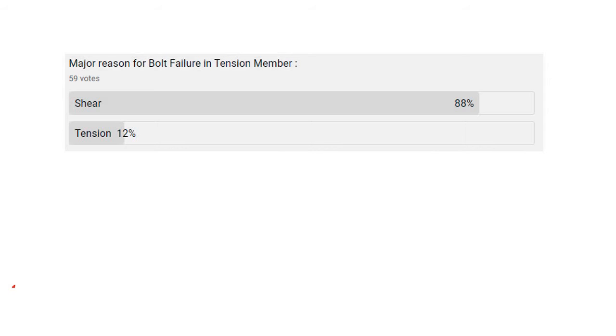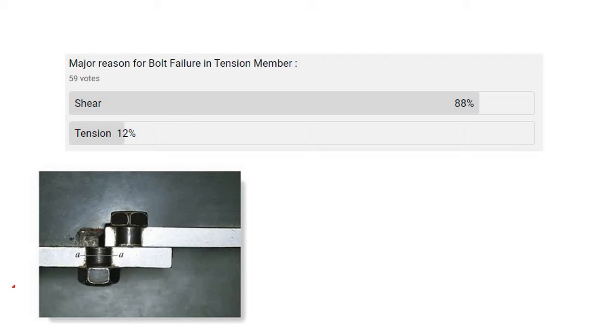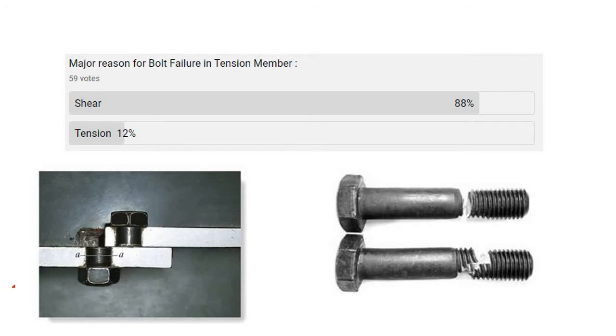This is a very basic video for beginners who are completely new to the steel industry. In this video I will discuss how a bolt actually fails when it is under the action of tension.